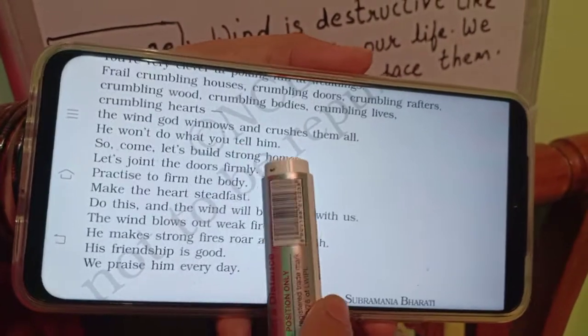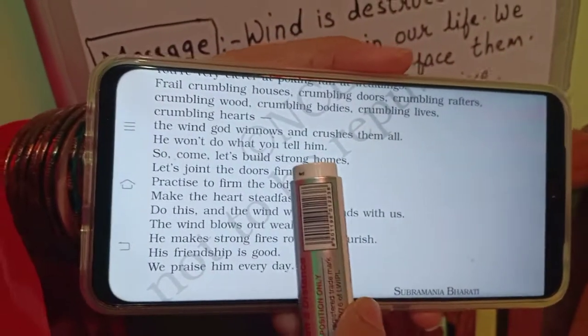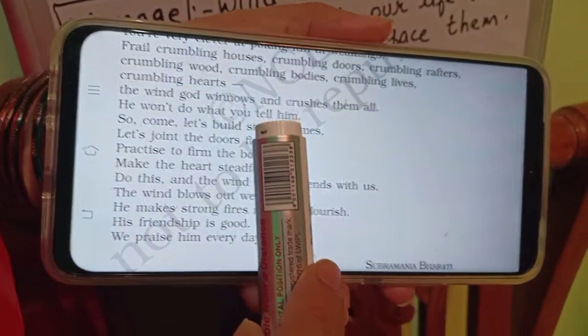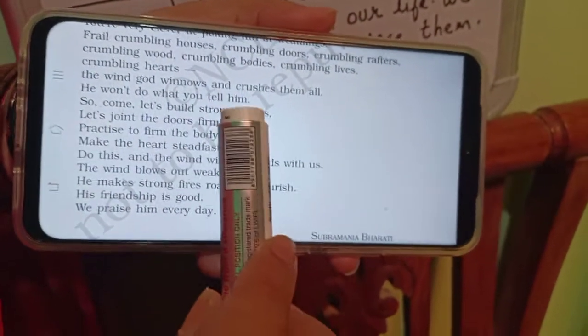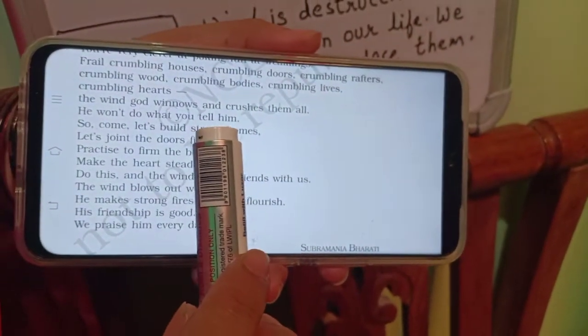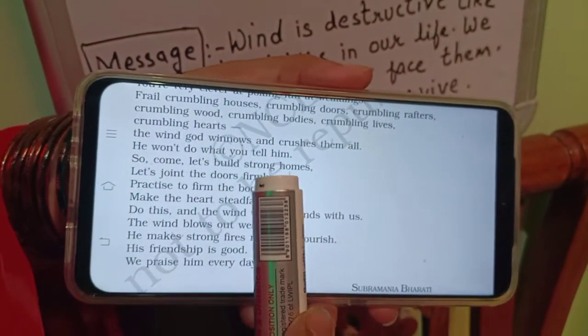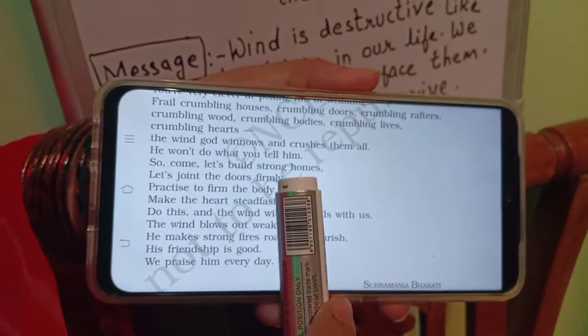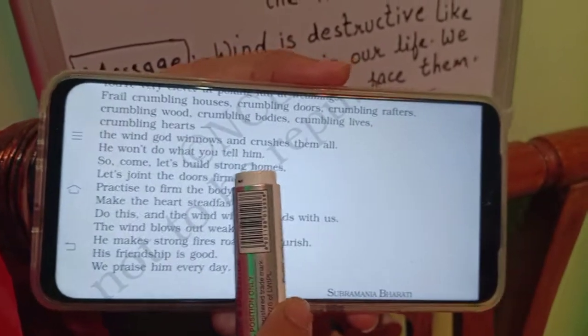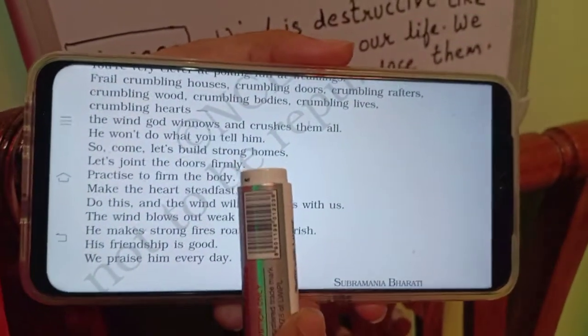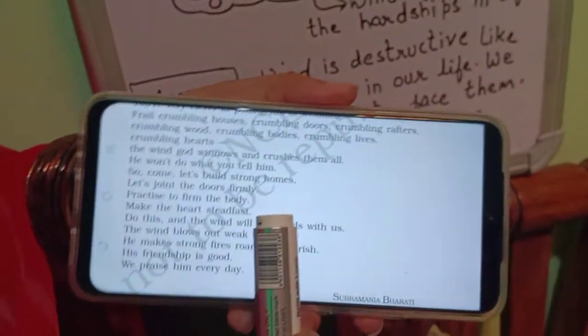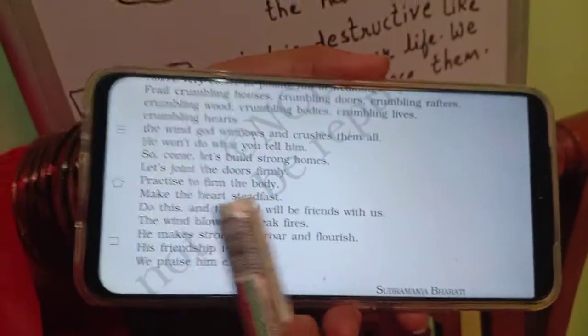He won't do what you tell him. Means the wind is not going to listen to you. As in the first stanza also, the poet has requested the wind not to destroy the things, but the wind is not going to listen. Means the hardships of our lives never listen to us. We have to face them. They are not going to come by informing us. They come uninformed. So practice to firm the body.